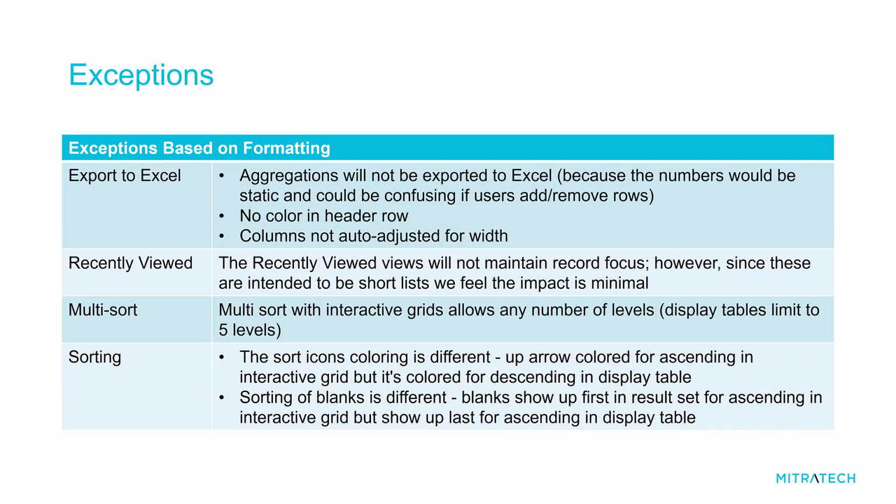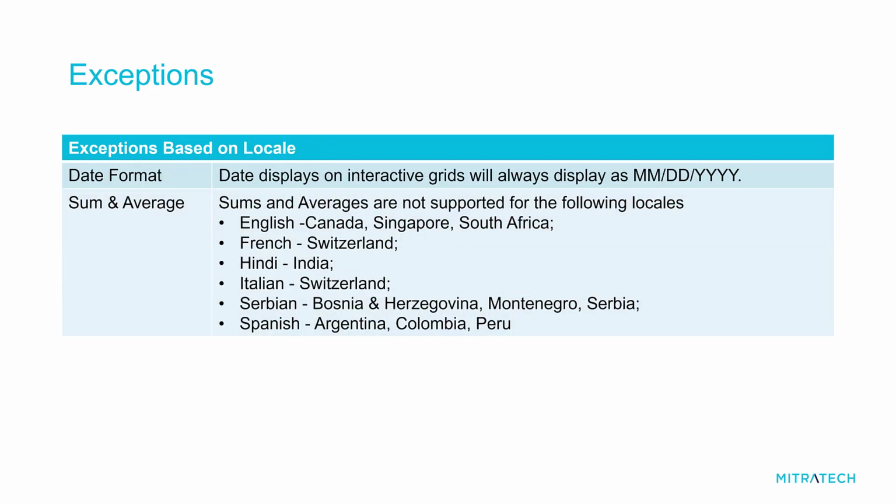If you're going to export to Excel, aggregations won't export, you'll lose a little bit of shading in that export, and the multi-sort doesn't pull over very well, but that can easily be reapplied in Excel. Finally, we have some exceptions based on locale. The date format will always be the same in those interactive search grids, and aggregations are not supported when you're using particular locales, which are listed here.